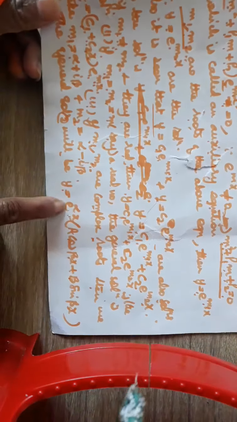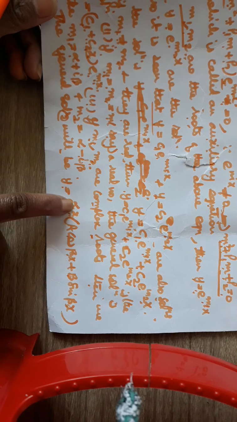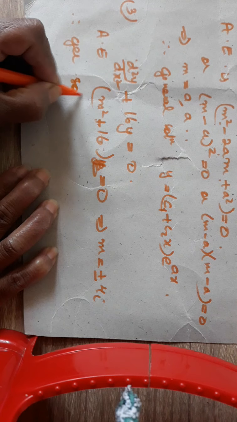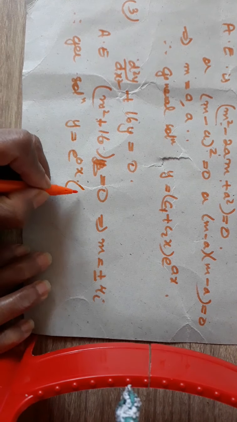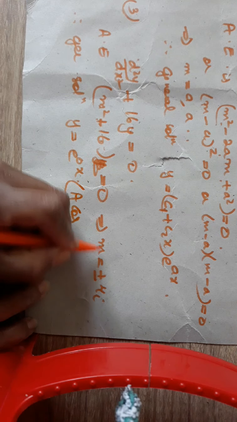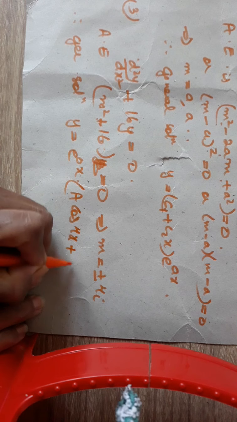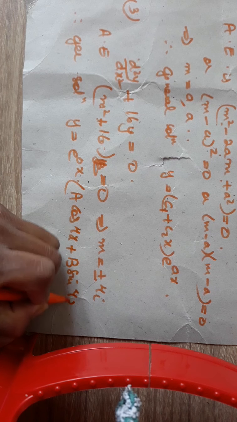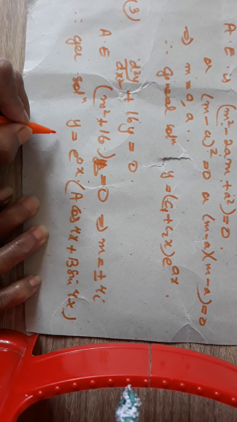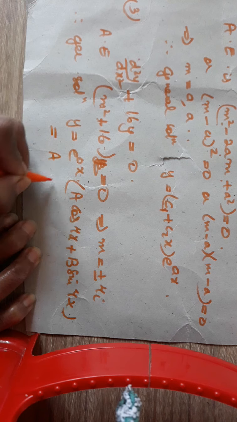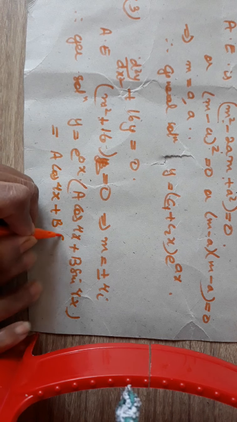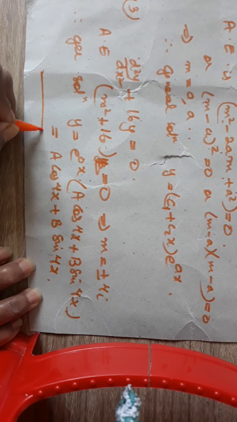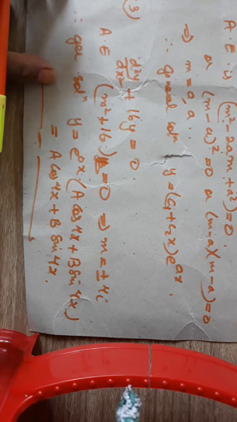So what will be the solution here? It will be e^(alpha x), but alpha here is equal to 0, so the general solution is y = e^(0x)(a cos 4x + b sin 4x), that is, beta x, and e^0 is equal to 1. Therefore the general solution in this case will be y = a cos 4x + b sin 4x. So this completes the proof. I hope it is clear to you.